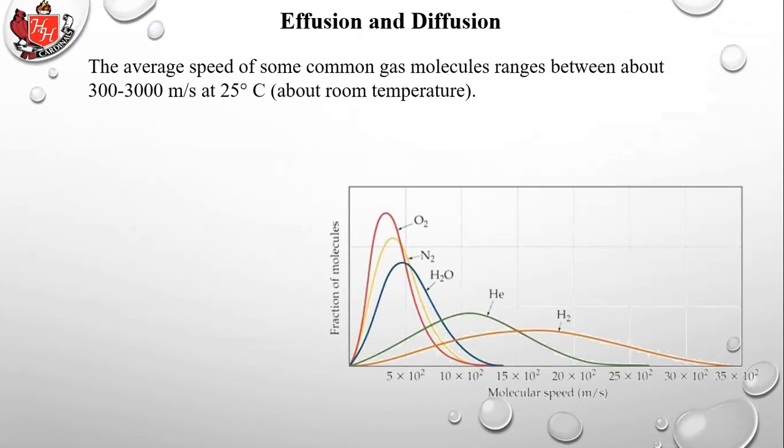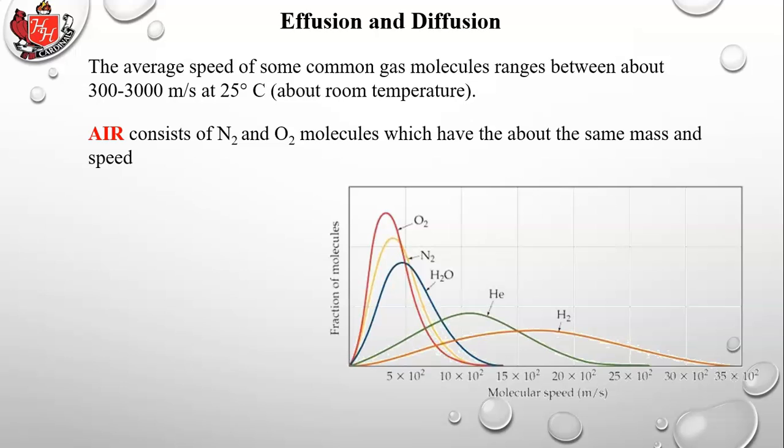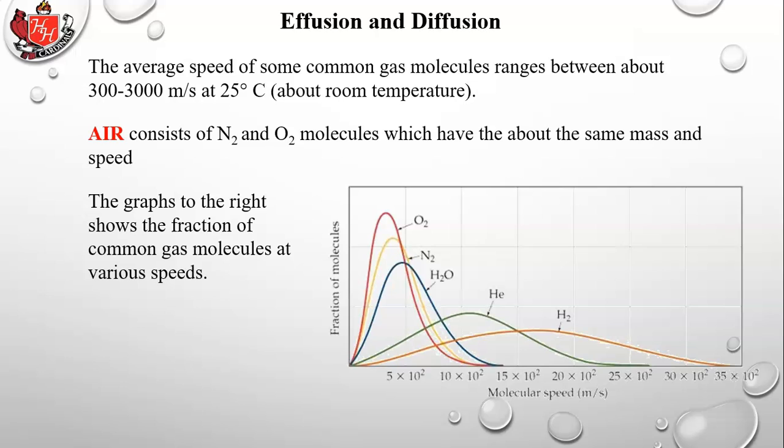The average speed of some common gas molecules ranges between about 300 and 3,000 meters per second at 25 degrees centigrade, which is about room temperature. Air consists of nitrogen and oxygen molecules, which have about the same mass. Nitrogen is about 28 grams per mole and oxygen is about 32, so they're pretty close to each other. The graph to the right shows the fraction of common gas molecules at various speeds.